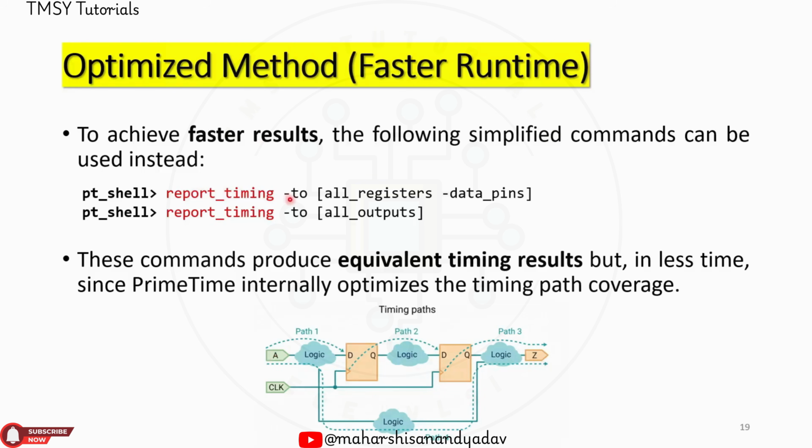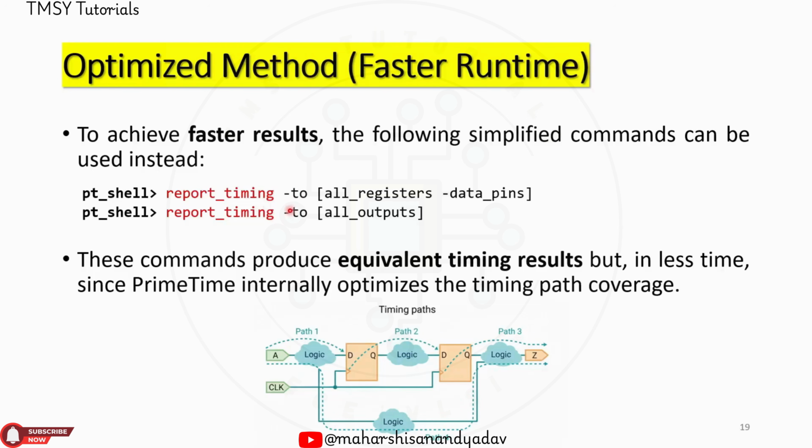So now what I'm doing is report_timing -to all registers of data pin. All registers of data pin means this path will be considered, followed by this path. Next, report_timing -to all outputs. So this is the one that will be considered, to all outputs. These commands produce equivalent timing results, but in less time, since PrimeTime internally optimizes the timing path coverage. So if you want faster runtime, go for this command. If you want to analyze in detail, go for the previous slide commands that I've shown.